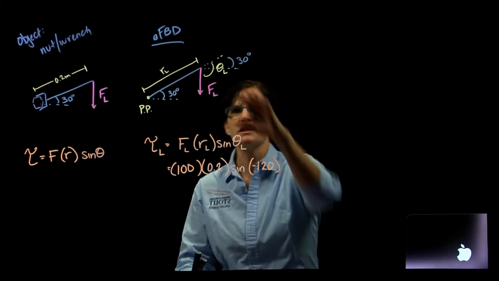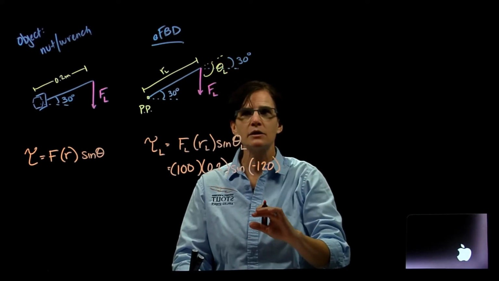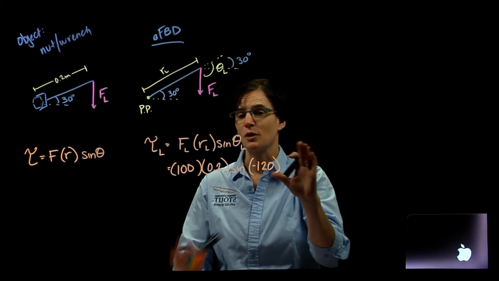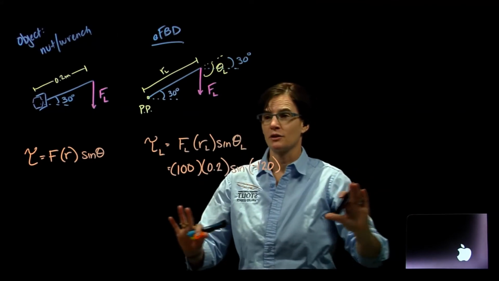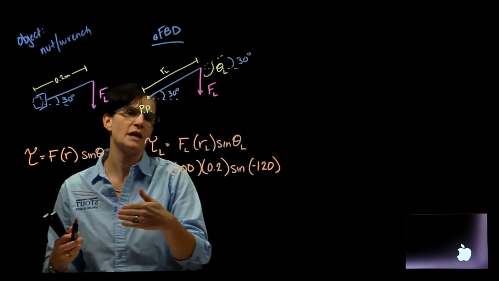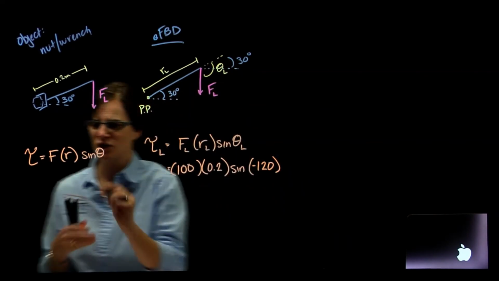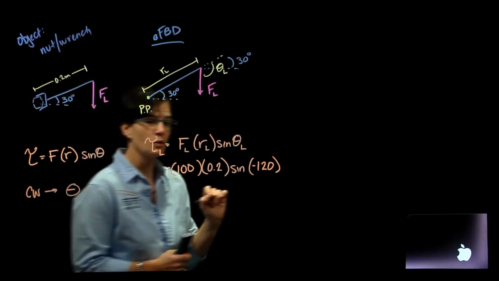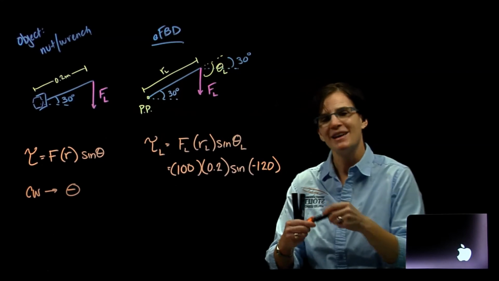If we just say, well, that's 120 degrees, then we have to be attentive to the direction of the torque. So we should be able to predict the direction of the torque, positive or negative. This force is going to rotate that wrench in the clockwise direction, so we expect that torque to be negative. So let's see if that indeed works out.